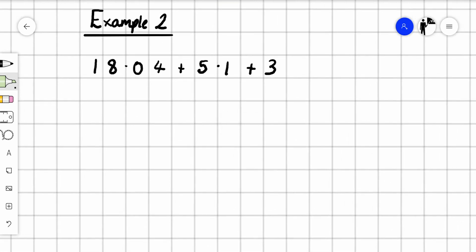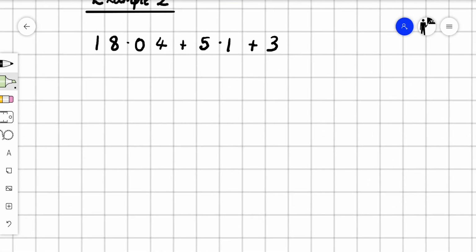Example 2. Here we're adding 3 things: 18.04, 5.1 and 3. Let's have an idea of what I could be expecting. 18 and 5 and 3, so maybe roughly about 26 if I add them together. So I've got an idea of what I'm expecting. Once again, it's important to get our place value aligned properly.